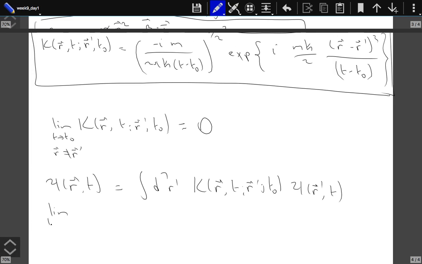Now let us look at the other case, limit as t goes to t0, but this time r is equal to r prime.